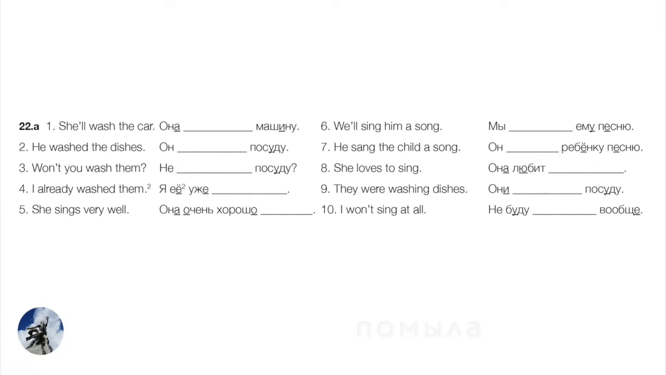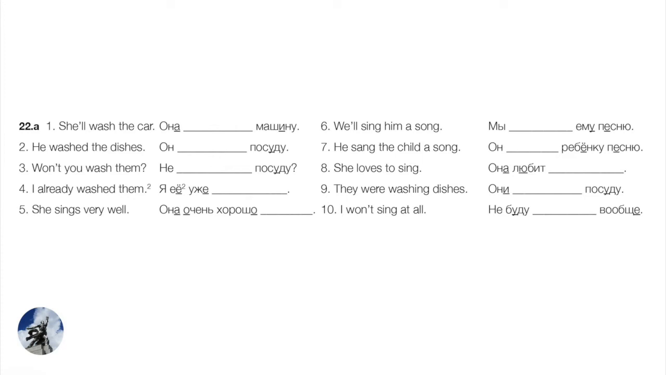Okay, number 5, she sings very well. That's present tense, so we need imperfective. Она очень хорошо поет. Number 6, we'll sing him a song. That's again going to be future perfective, so we need to use спеть. Мы споем ему песню. Number 7, he sang the child a song.